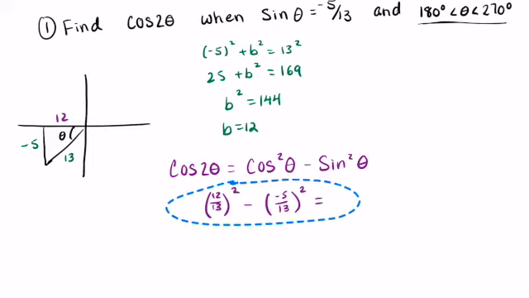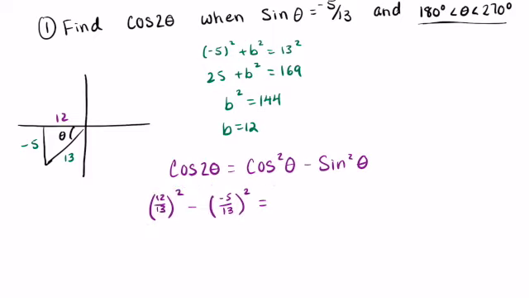And we're going to simplify this out. So what I'm looking at doing is just squaring each term. Remember, that squared term goes to the top and bottom. So I have 144/169 minus, well, 25 squared is going to be positive, because we're squaring it, so it's going to give us a positive there. So I have 25/169.